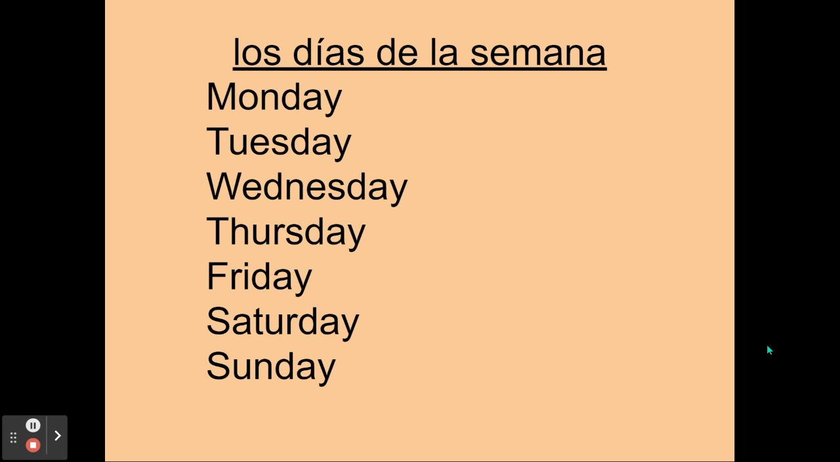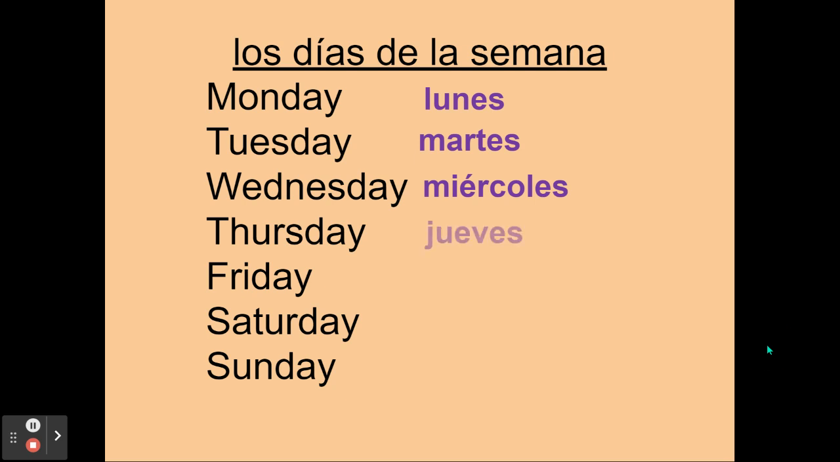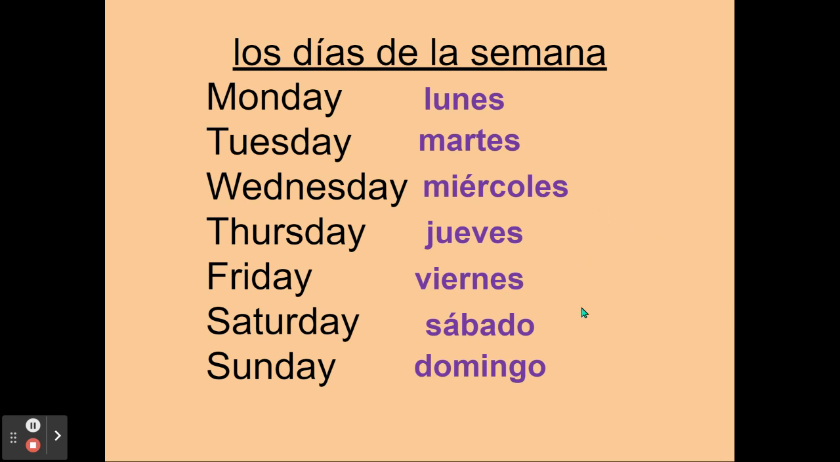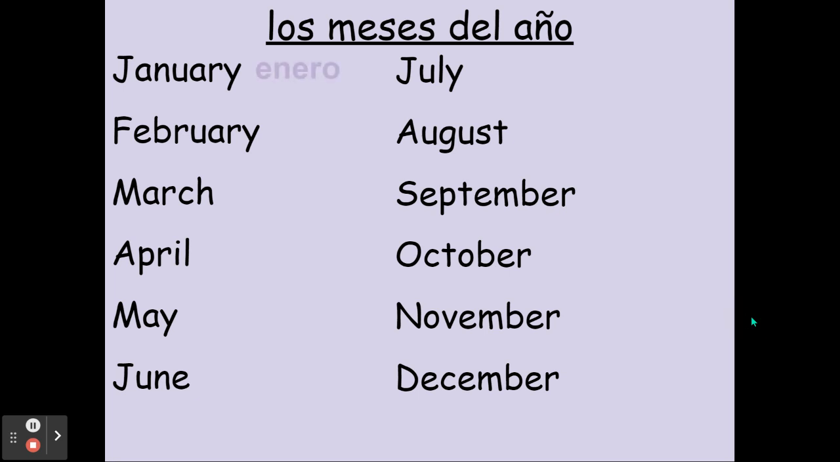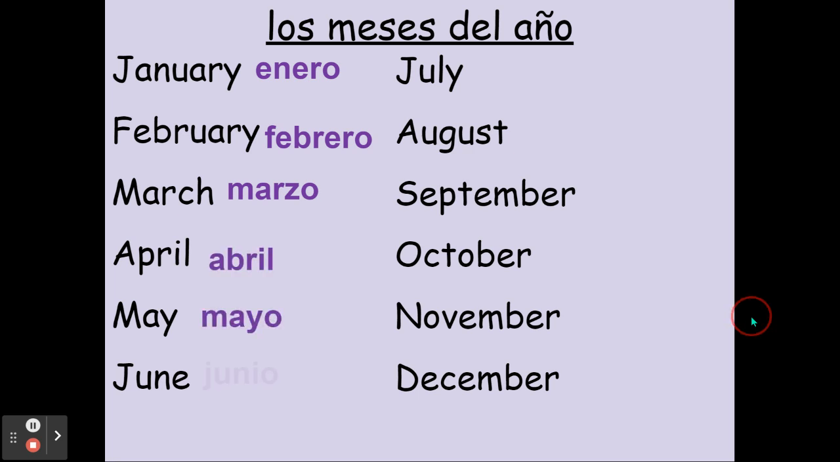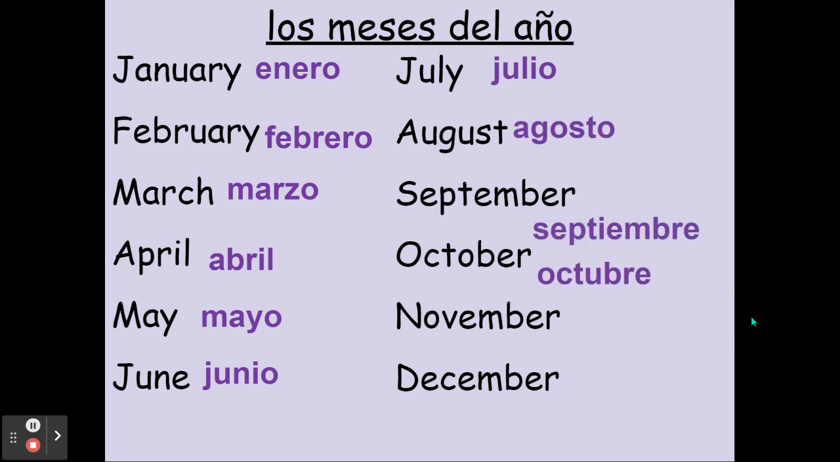So, as a review, los días de la semana: lunes, martes, miércoles, jueves, viernes, sábado, domingo. Notice that miércoles and sábado have accent marks. Los meses del año: enero, febrero, marzo, abril, mayo, junio, julio, agosto, septiembre, octubre, noviembre, diciembre. Notice there are no accent marks in the months, but the months and the days are all in lowercase. They don't start with capital letters like in English.